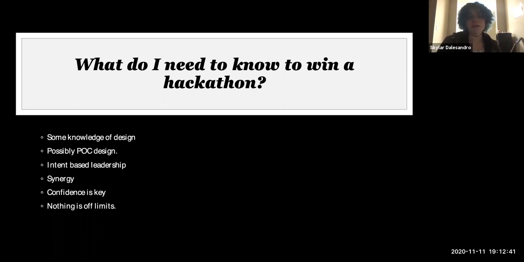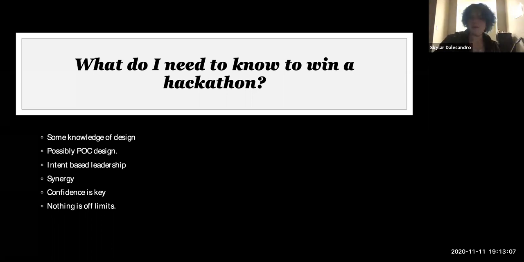Some knowledge of design. And this does not mean architecture, but even if you can draw something that looks halfway decent, you're good. If you can use Google Docs, you're great. If you can use PowerPoint, sometimes maybe that's all you'll need if you have a really, really good and brilliant idea.